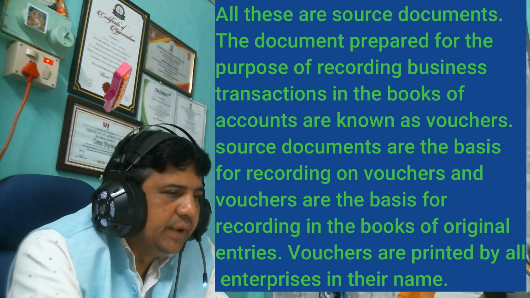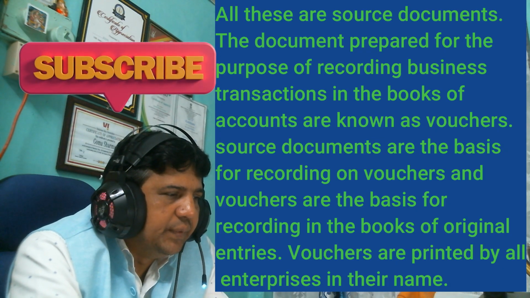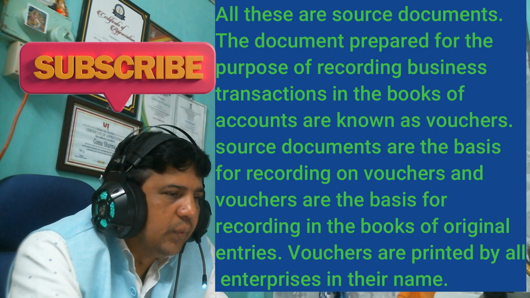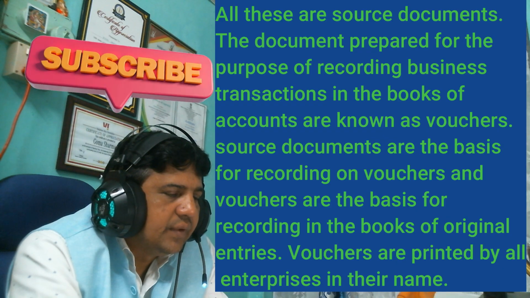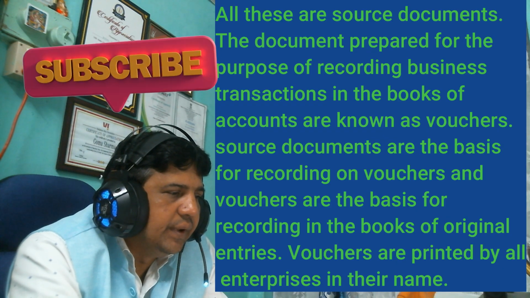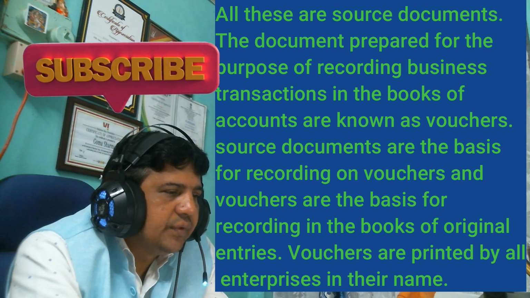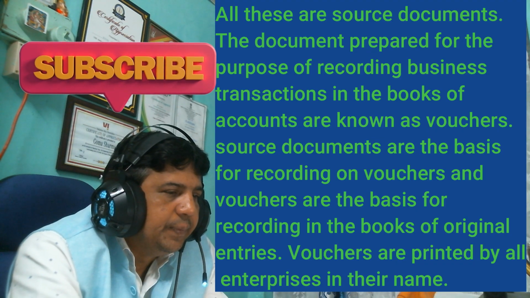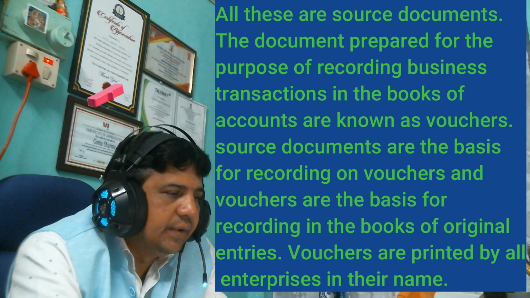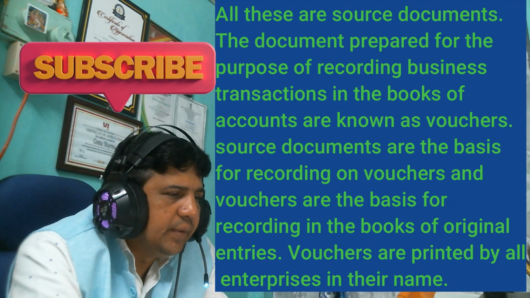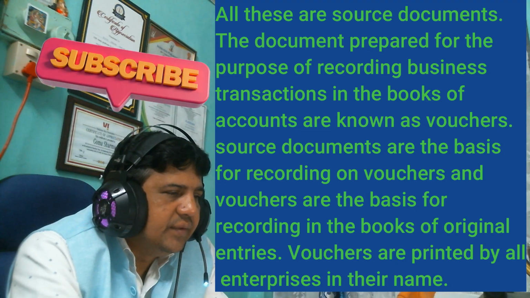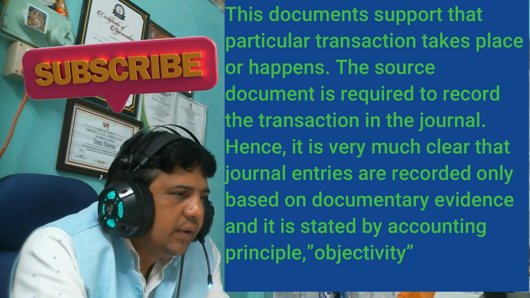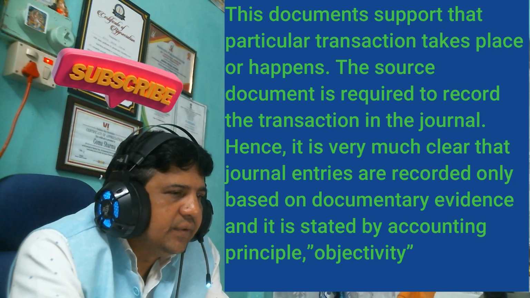The documents prepared for the purpose of recording business transactions in the books of accounts are known as vouchers. Source documents are the basis for recording on vouchers, and vouchers are the basis for recording in the books of original entries, that is, in the books of journal. Vouchers are printed by all enterprises in their name. These documents support that a particular transaction takes place or happens.